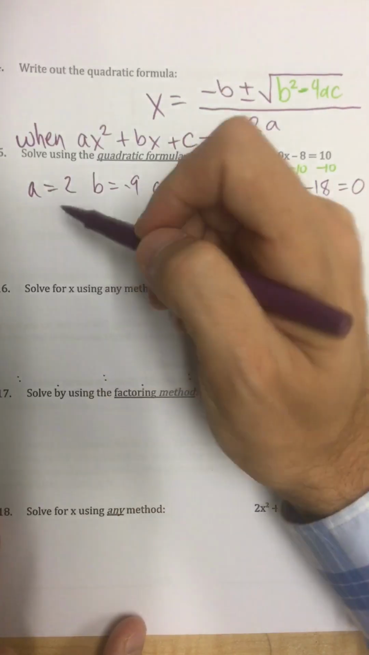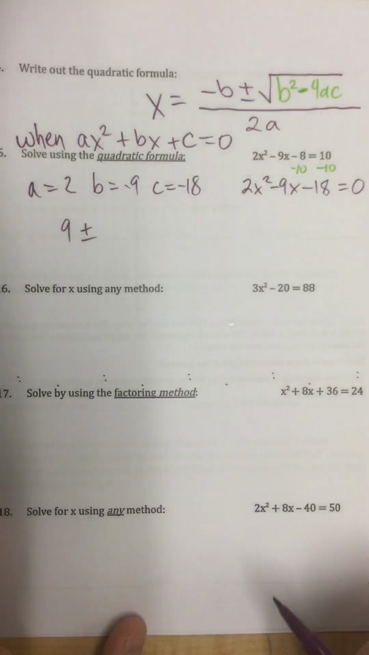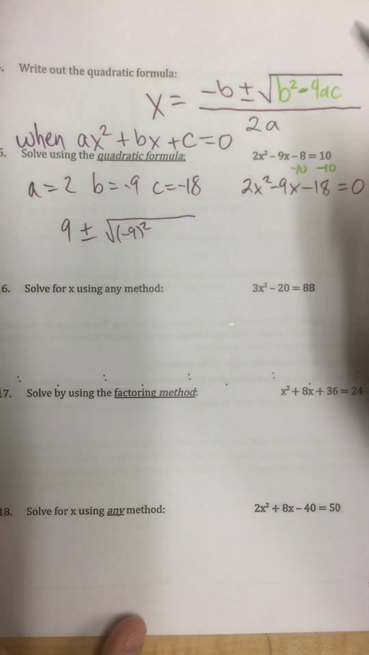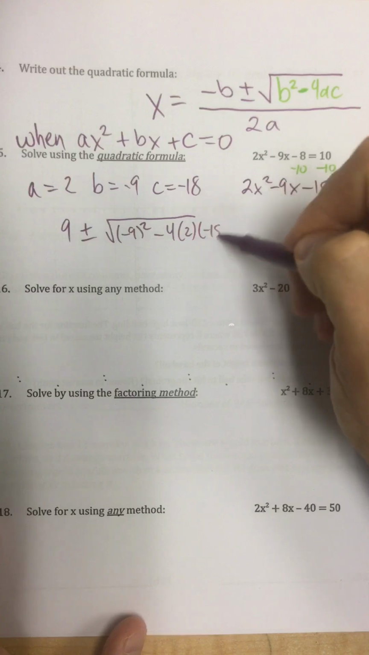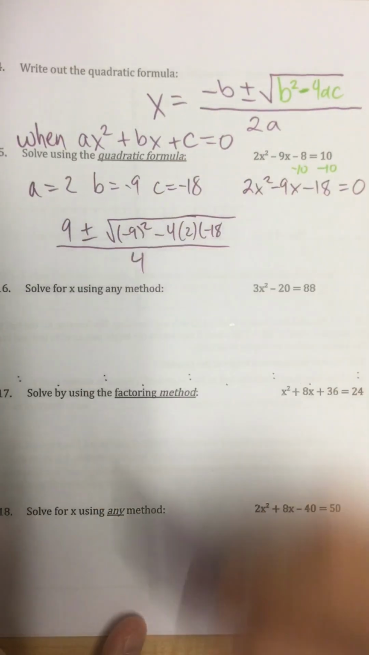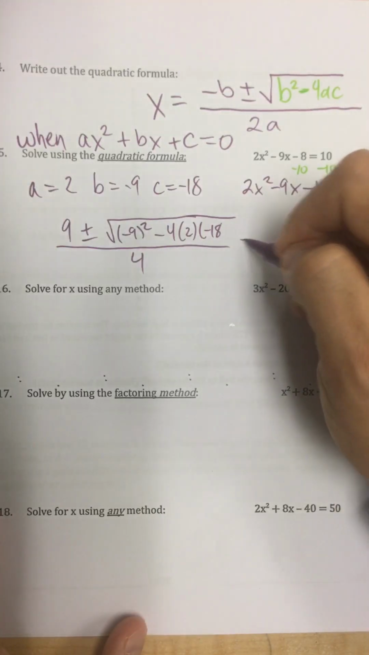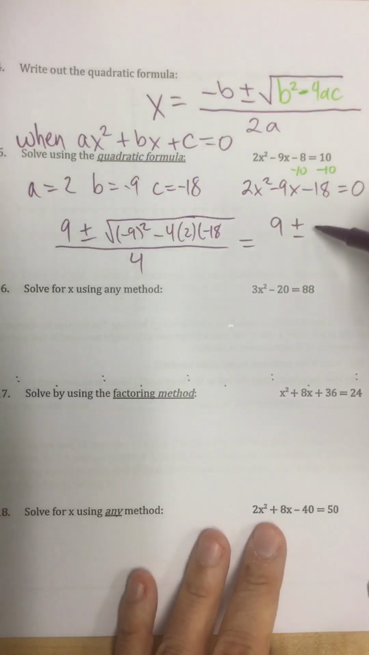B is negative 9, so negative B is positive 9. And then just plug and chug. All over 2a, so you have 4. And then for these, if you remember, you just do them step by step. So don't do everything in your calculator all at once. You'll be good to go.